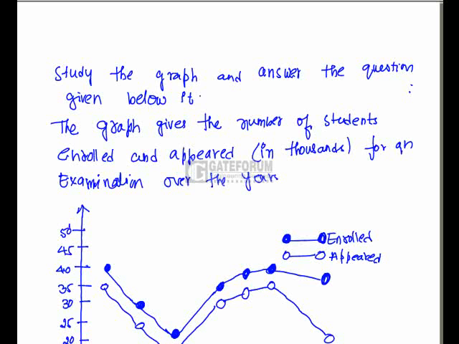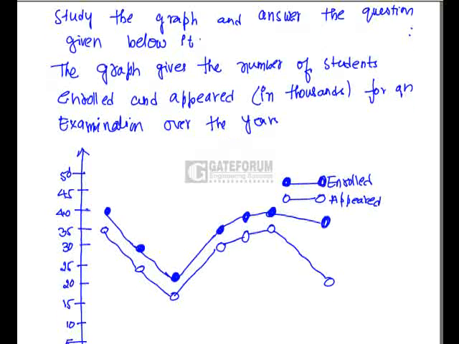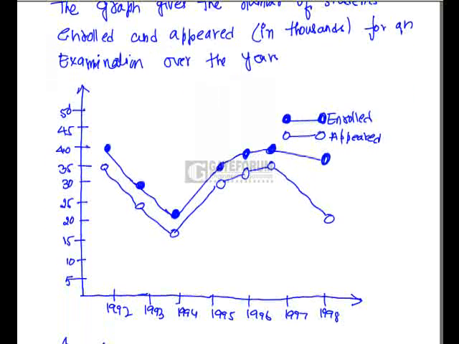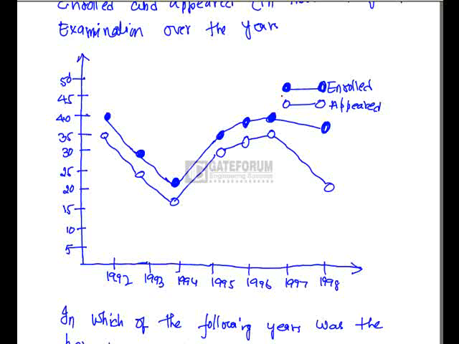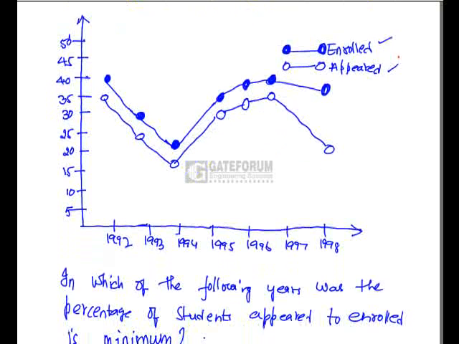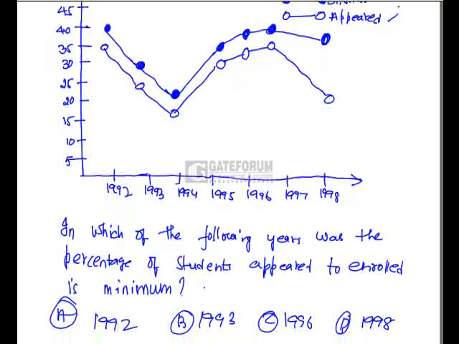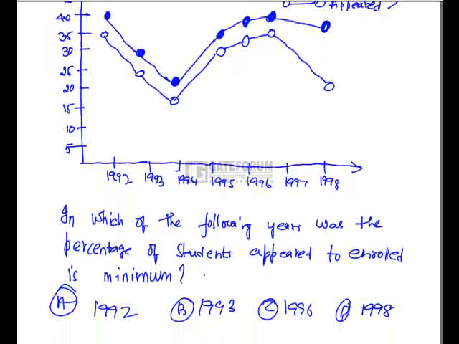Now in this problem, it is given that the graph gives the information about the number of students enrolled and appeared over a certain period of years. Now look here. He has given the enrollment as well as the year in which they have enrolled. So the dark dots represent the enrolled students, and the dots with no filling represent the appeared students. Now, we have to find in which of the following years was the percentage of students appeared to enrolled minimum. Is it in 92, 93, 96 or 98?